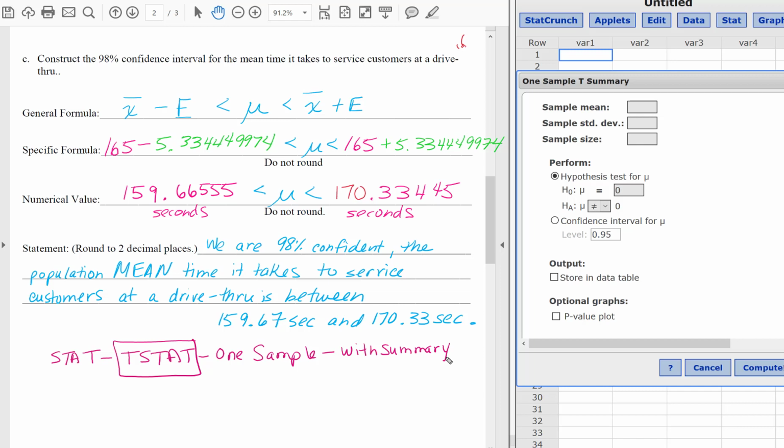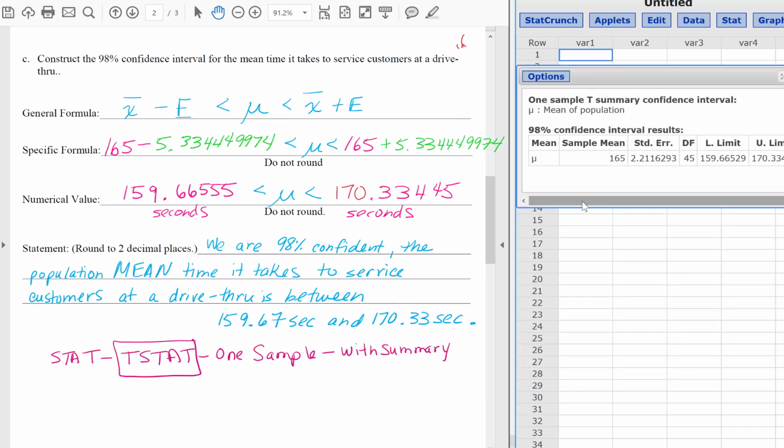Now let's enter the information that we need to have here. So in our problem, our sample mean we said was 165. Our sample standard deviation was 15. Our sample size was, remember, 46. And we're going to do a confidence interval for the mean. We're going to change our confidence level from 95 to 98, so make sure we adjust that. And we go ahead and hit compute.